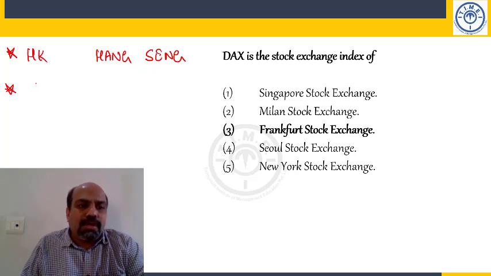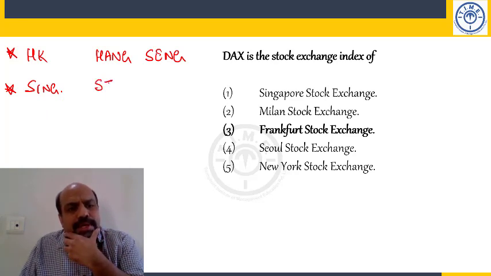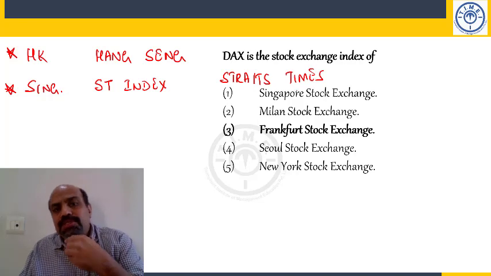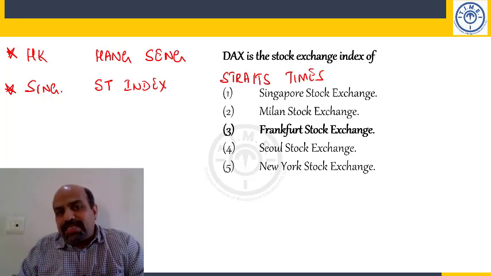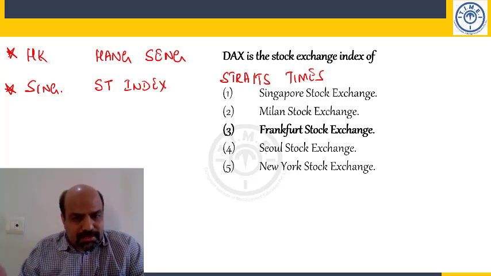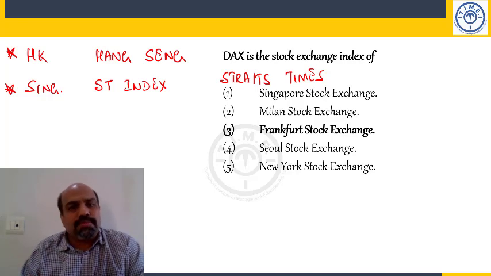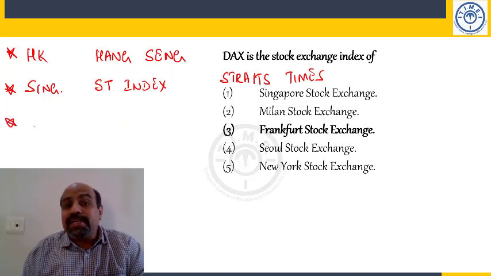From there we can travel down south to Singapore. Singapore's main index is called ST index, which is again the name of a newspaper. ST is the name of a newspaper, and the newspaper is Straits Times. Now, it is not true that all the indexes are named after famous newspapers. It's just that in the cases of Tokyo and Hong Kong and Singapore, we have got newspapers, and there's one more city like that. From there, let's come to India.